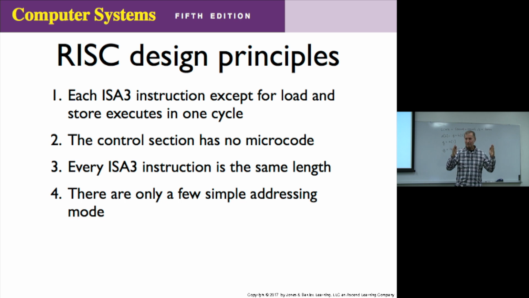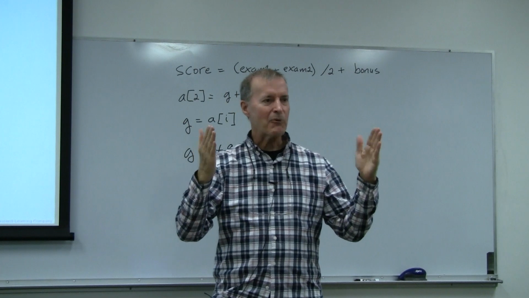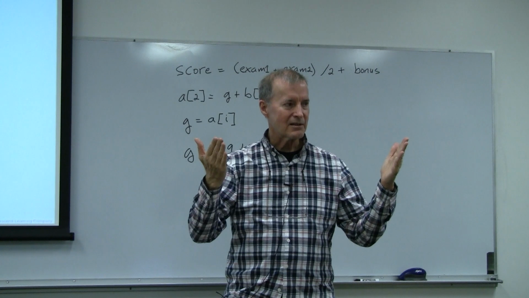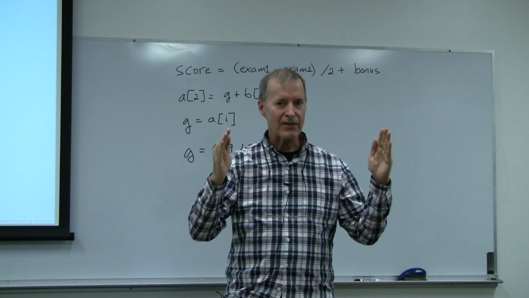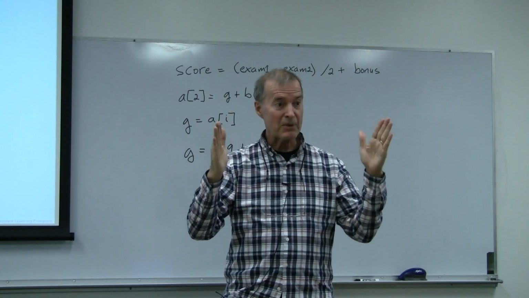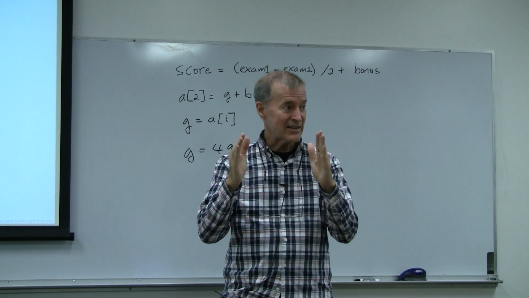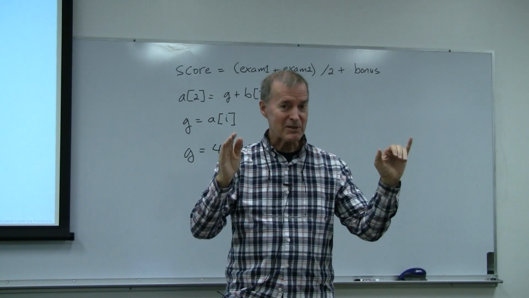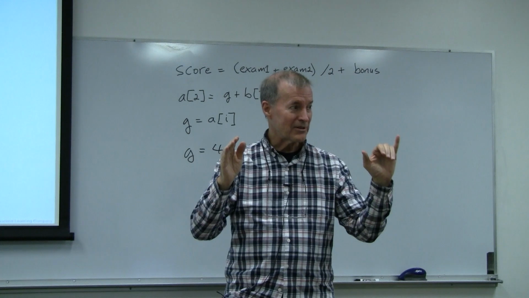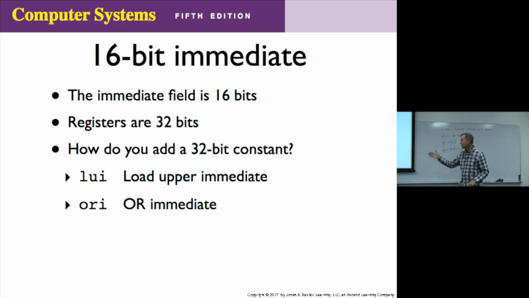The same length. But look, how are we going to have immediate? How are we going to be able to add a 32-bit immediate? Because with immediate addressing, where's the immediate field? It's in the instruction. But part of that instruction has to be the opcode. So here's the question: the immediate field is just 16 bits, but the registers are 32 bits.